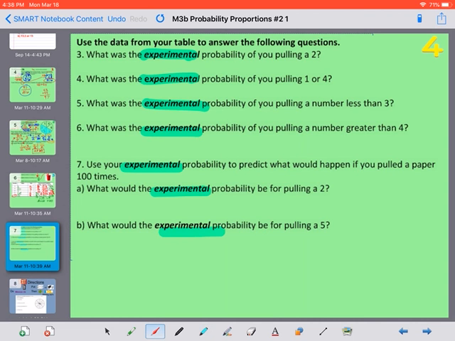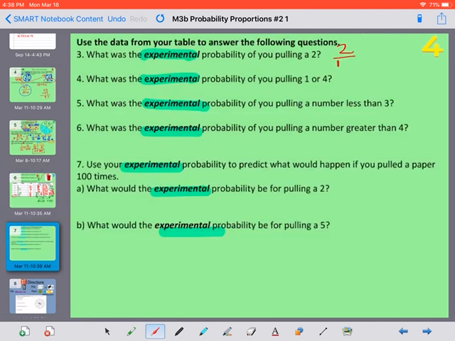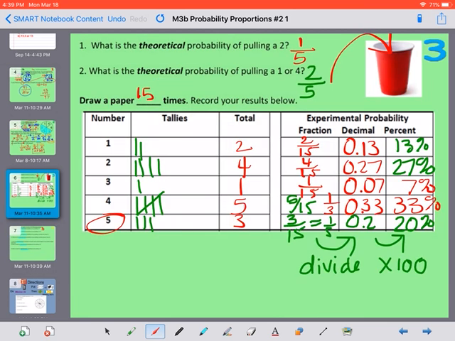So if you're using the experimental data that we have in class, you will get different answers than what I am writing right now. So it says, use the data from your table to answer the following questions. What was the experimental probability of you pulling a 2? Well, 2 was 4 out of 15. You're just copying your answer right now. Can't simplify that. What's the experimental probability of you pulling a 1 or a 4? Same question up here. We should have gotten 1 out of 5 times for a 2, but we got it 4, so we got more times.